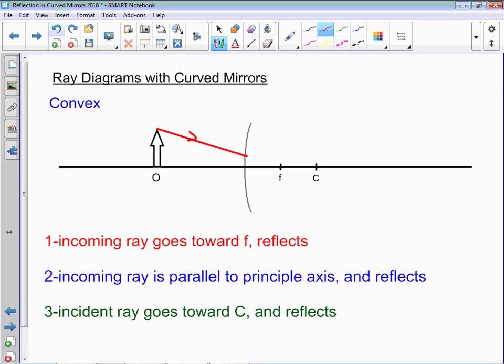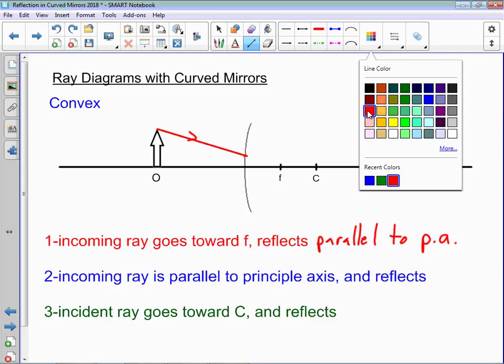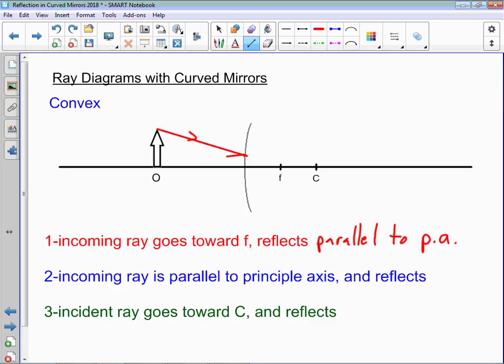Now, just like the last time, anything going towards or through the focus will reflect parallel to the principal axis. So let's draw that. Let's draw our light ray reflecting parallel to the principal axis. So something like that. Might be a little bit off there. Let's see if I can move my line. There we go. So right about like that.